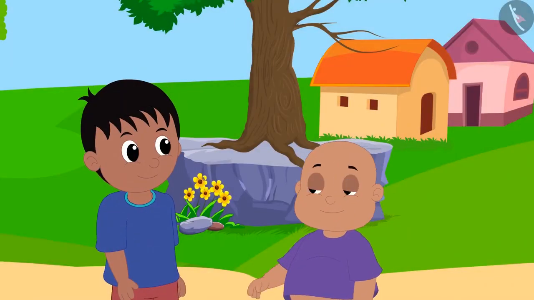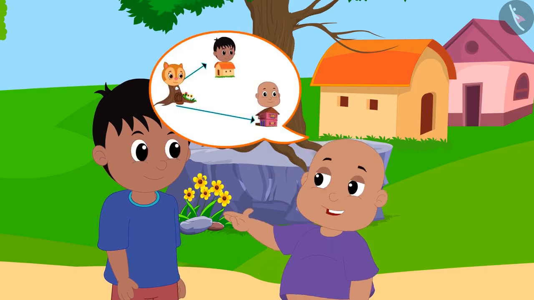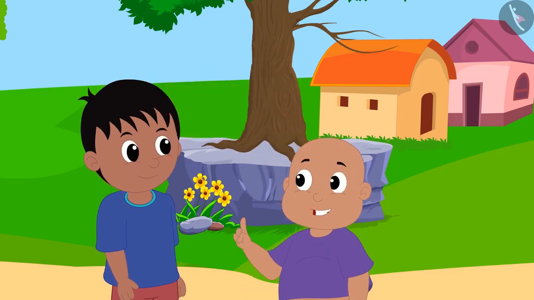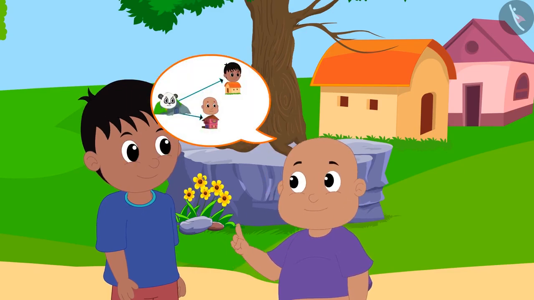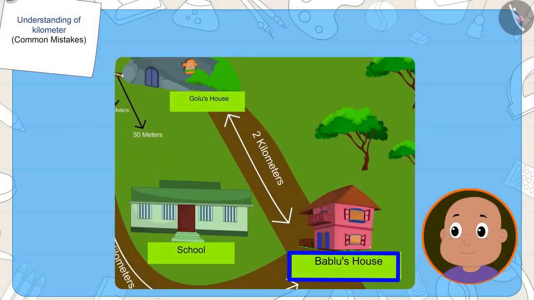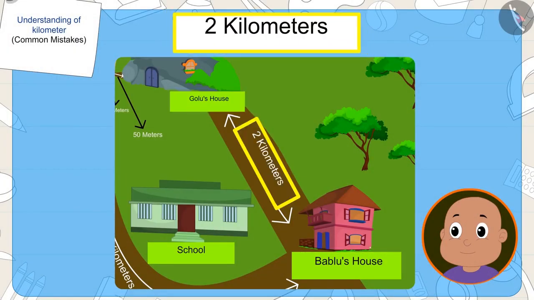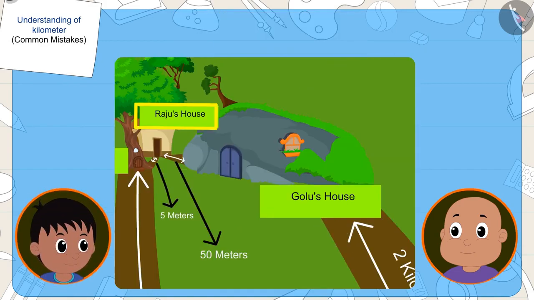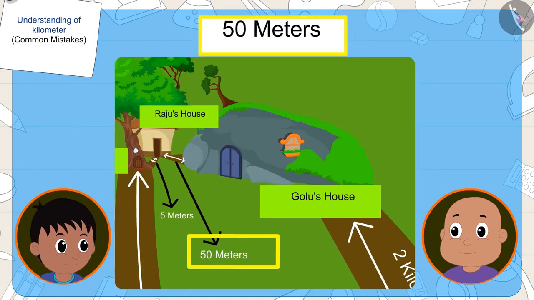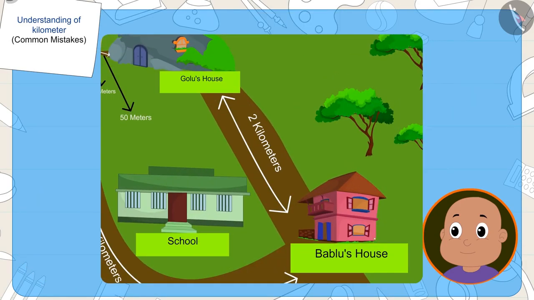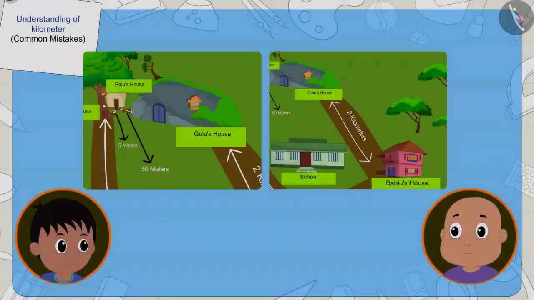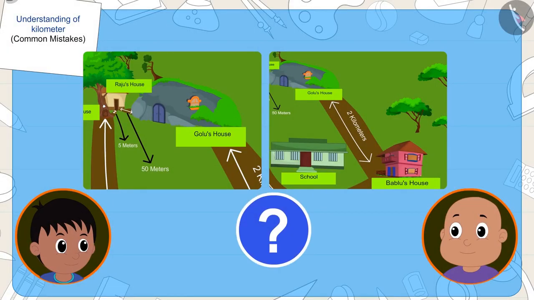Now Bablu told Raju, even though his house is farther from Chanda's house, it is definitely closer to Golu's house. His house is 2 kilometers away from Golu's house, and Raju's house is 50 meters away from Golu's house, and 2 is less than 50. Therefore, his house is closer to Golu's house. Kids, what do you think? Is Bablu's point correct this time?